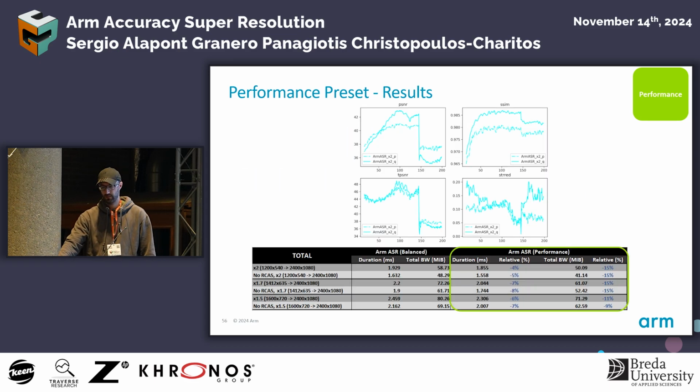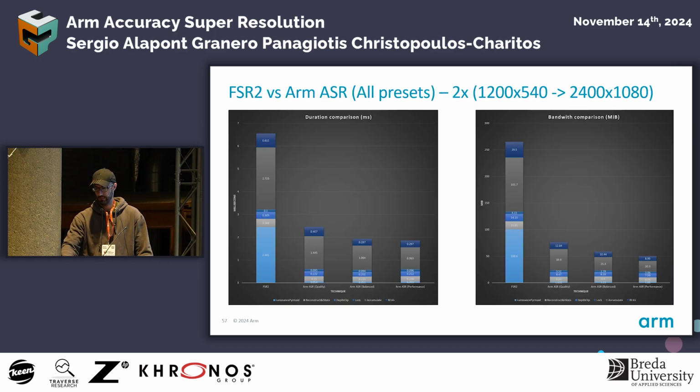These are the results. Some small improvements in bandwidth, around 5%, 15%. And these are FSR2 and all ASR presets side by side.